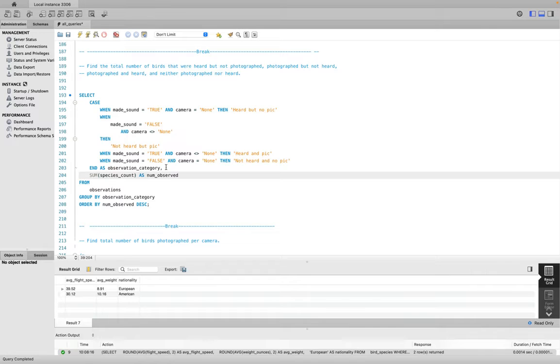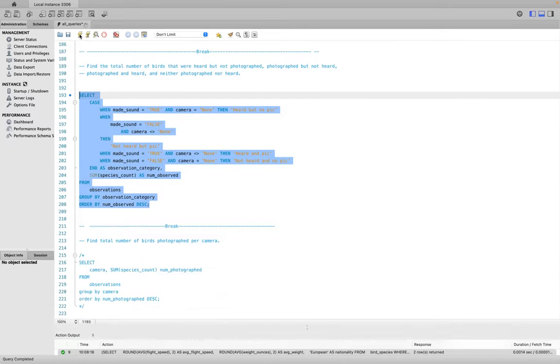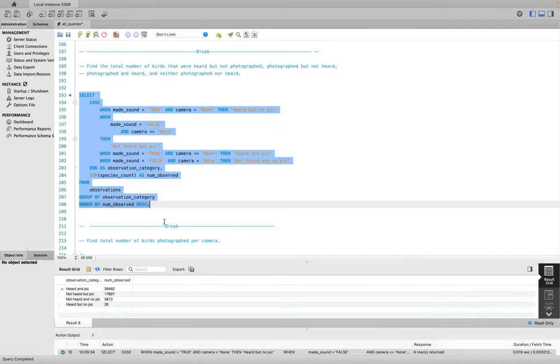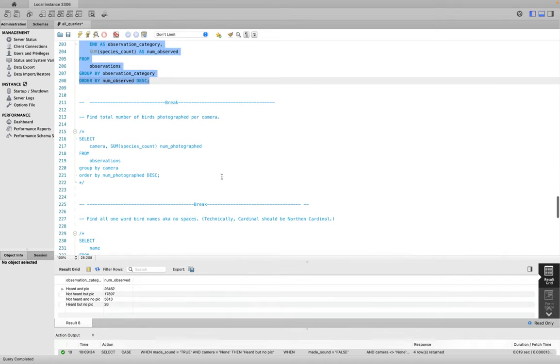The alias of observation category will record those results, and then we're going to select the species count for the total number of birds observed in that category, and we're going to group by the observation category and see what the results are. So the most common one was heard and picture. Not heard but picture was second. Not heard and no picture was third, and heard but no picture was the last with only 26.